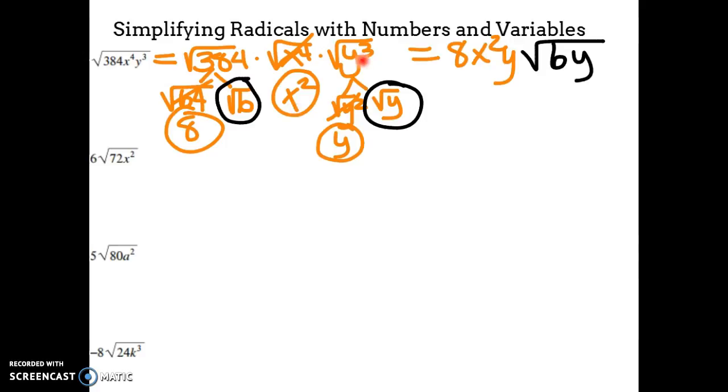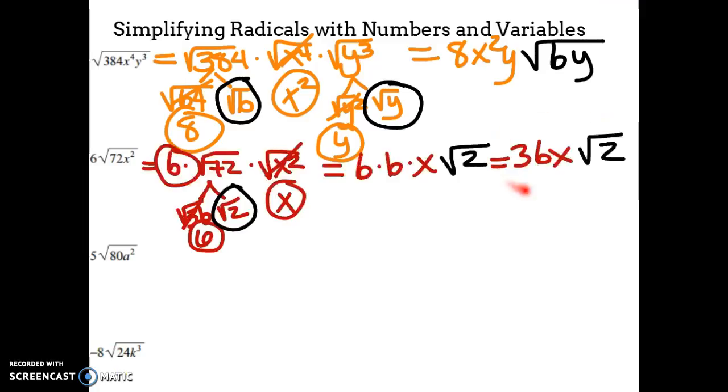Y to the 3rd power breaks down into y squared times y. So the y squared simplifies into y, and this one stays in the square root. So 8x squared and y are here on the outside. Square root of 6, square root of y are on the inside. Now, go ahead and hit pause so you can do number 2.